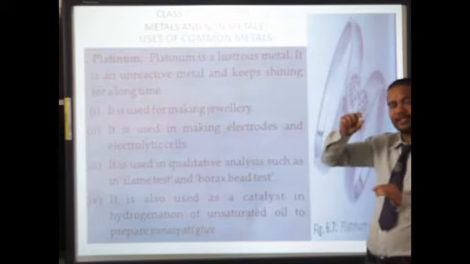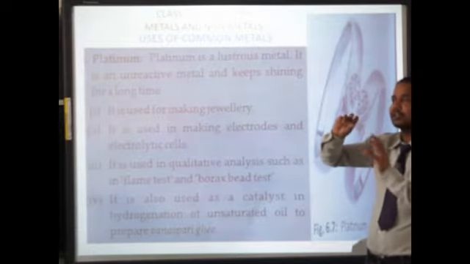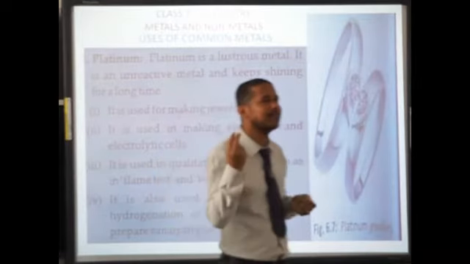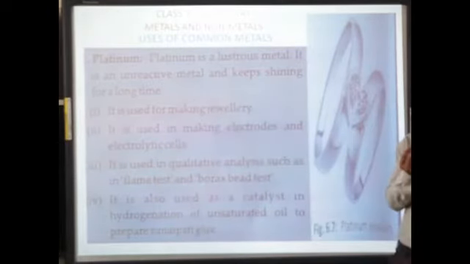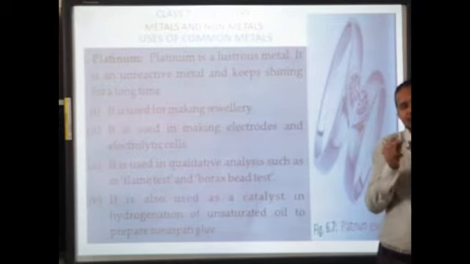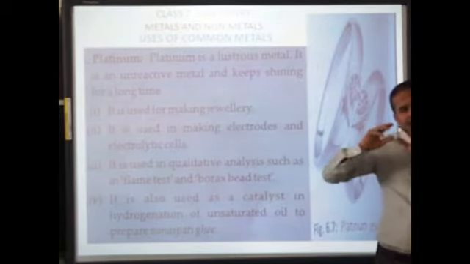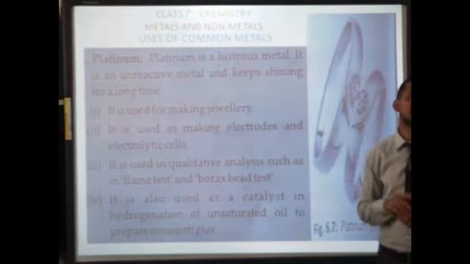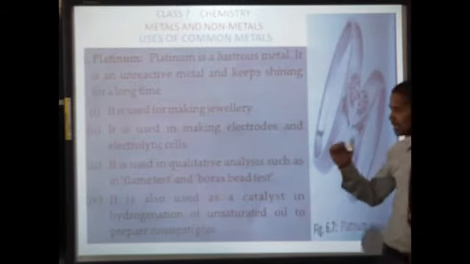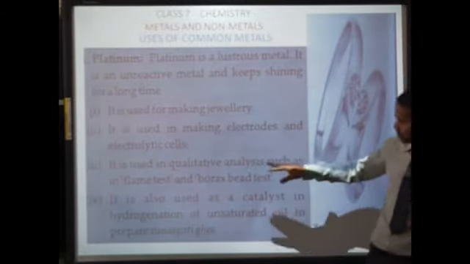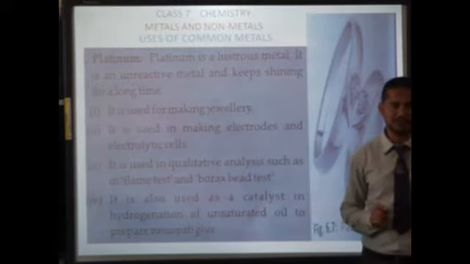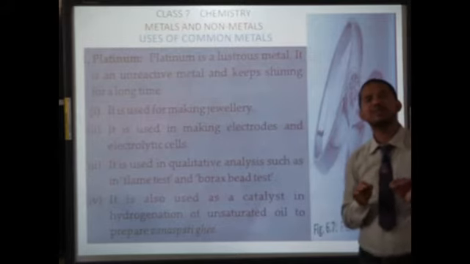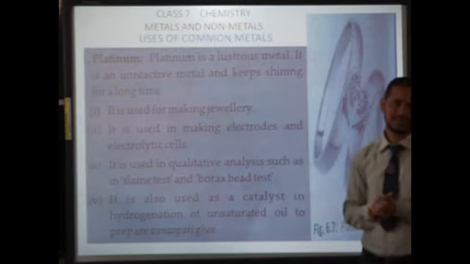You will get a particular bead. You know a bead, like the beads in a necklace, a blister or stone kind of thing. You will see different colorful beads formed, and for making this bead also platinum wire is used. Why is platinum wire used for the flame test and borax bead test? It is because platinum is unreactive. That's why it is used.